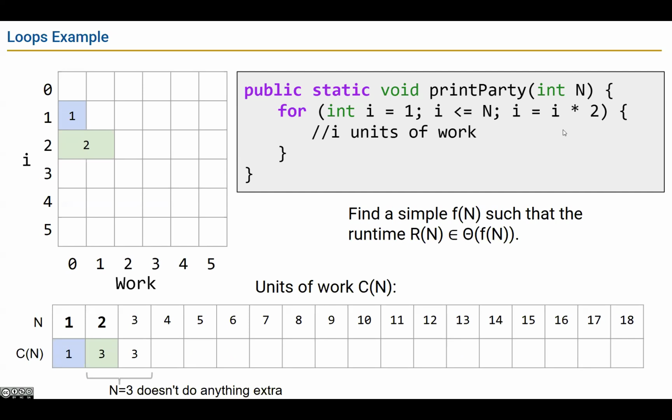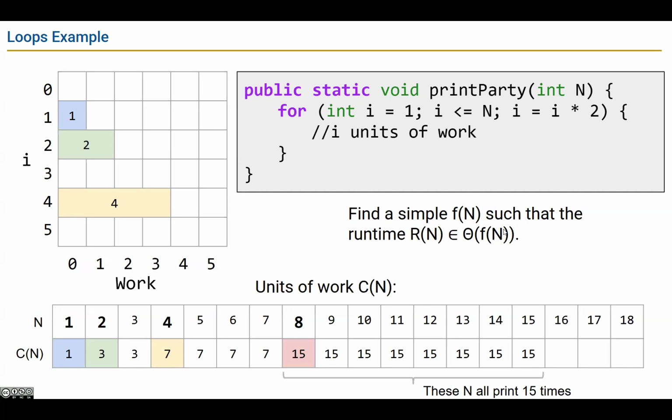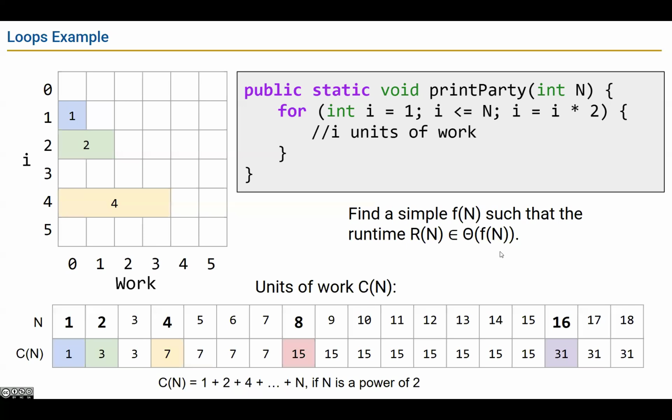At 4, how much work do we get? 7. Yep, because at n equals 4, we now get this i equals 4 iteration, and now we add an extra 4 units of work. How about for n equals 5? Still 7. N equals 6? 7. N equals 7? 7. So all these print 7 times. And then the next value, 8, yep, 15. And then all the way up to the next power of 2, we get 15, and so on. In effect, the total amount of work that gets done is 1 plus 2 plus 4 up to plus n, as long as n is a power of 2.